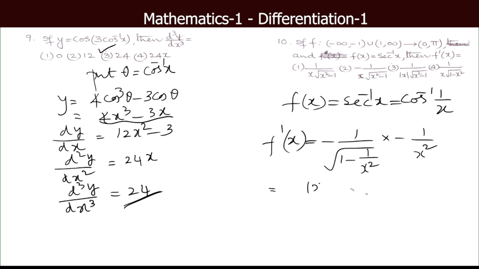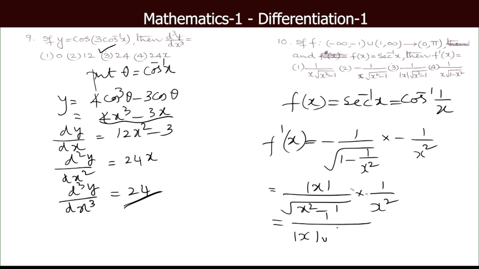So, when you take LCM in the denominator, mod x by root of x square minus 1 into 1 by x square. X square is the same as mod x whole square. So, one mod x can be cancelled because your domain of f does not include 0. So the mod x can be cancelled. So, 1 by mod x into square root of x square minus 1.